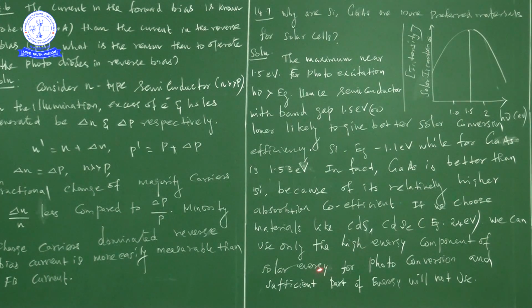Actually, at 1.5 electron volt in the energy of the incident radiation, the intensity will be the maximum. Silicon has 1.1 electron volt, and gallium arsenide has 1.53 electron volt. Even though silicon has the lower energy gap compared to gallium arsenide, we give more preference to gallium arsenide. Why? Because the energy absorbing capacity is maximum for gallium arsenide than silicon.